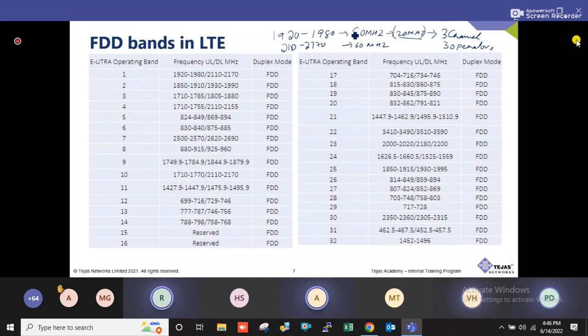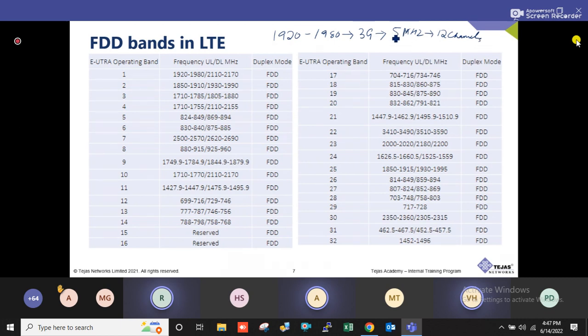Now, if you remember, this particular band was first used for 3G. It was not used for 4G. Nowadays, we are using it for 4G by tearing down the 3G network and using it for 4G. That can also be possible. But this was the first band used for 3G spectrum. In 3G, the maximum bandwidth was 5 megahertz, so 60 divided by 5, around 12 channels can be created in 3G.